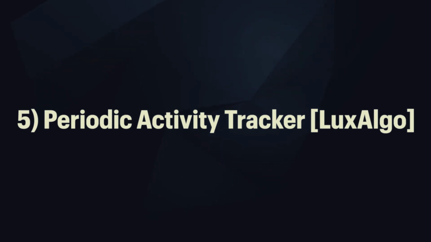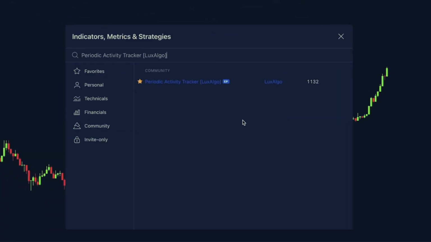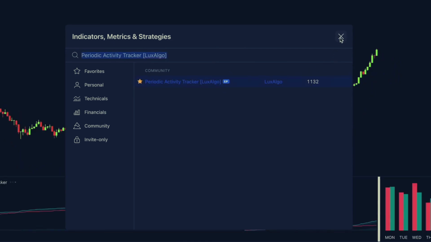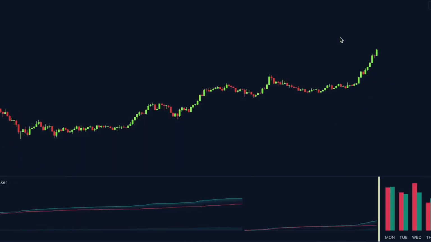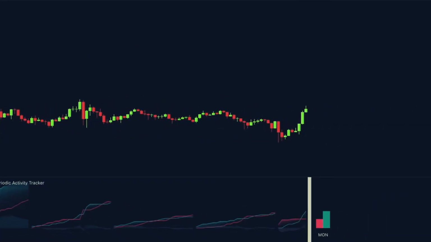The fifth place of the most powerful indicators belongs to the Periodic Activity Tracker by Lux Algo. I guarantee you have not seen such a volume indicator before. The Periodic Activity Tracker tool periodically tracks the cumulative buy and sell volume and draws the corresponding matching bars and volume delta for each period.